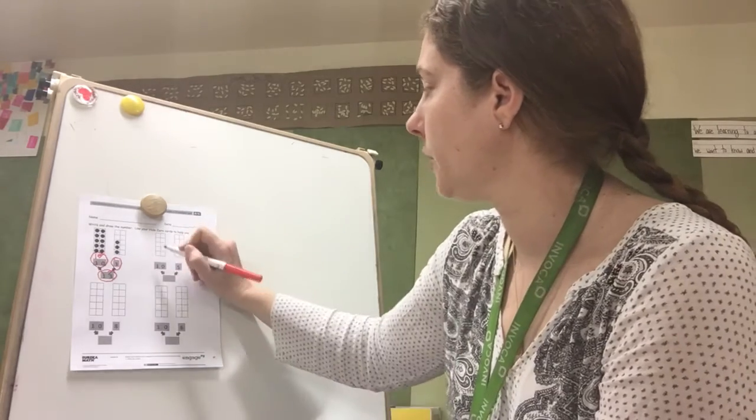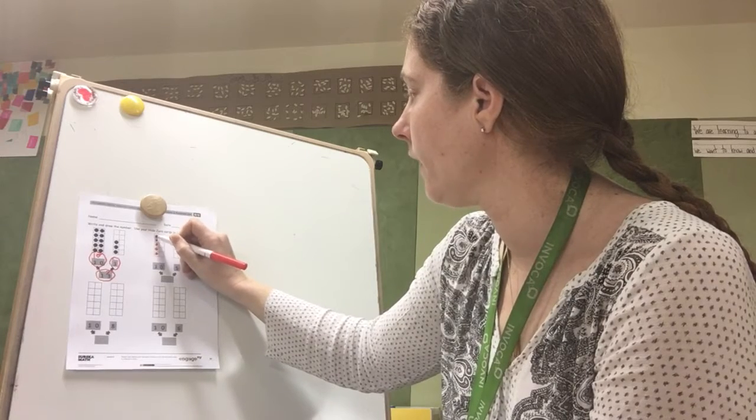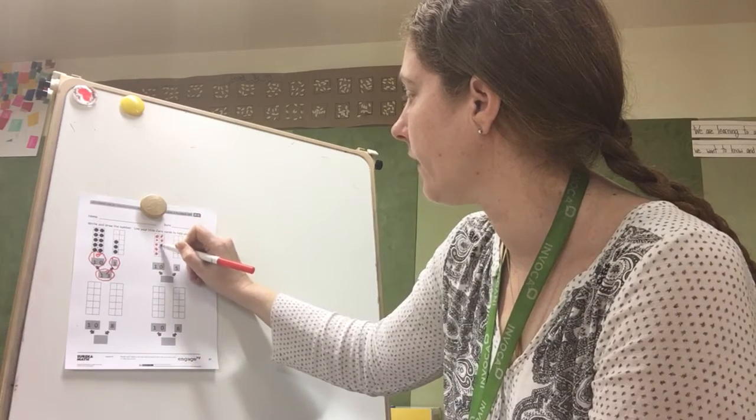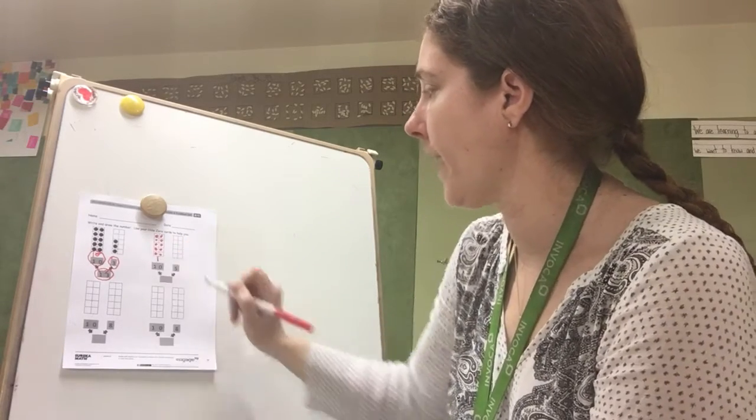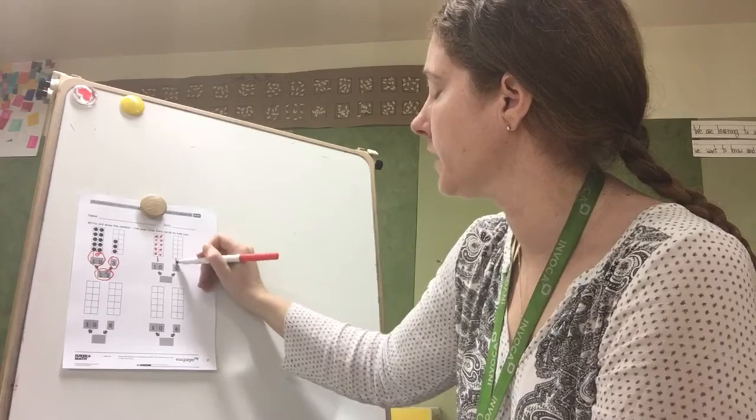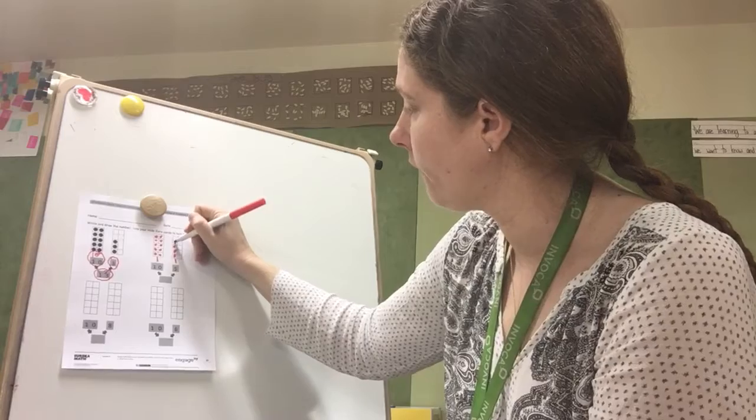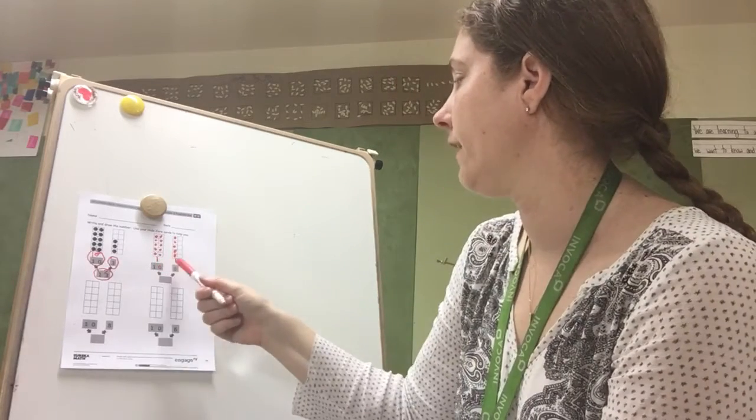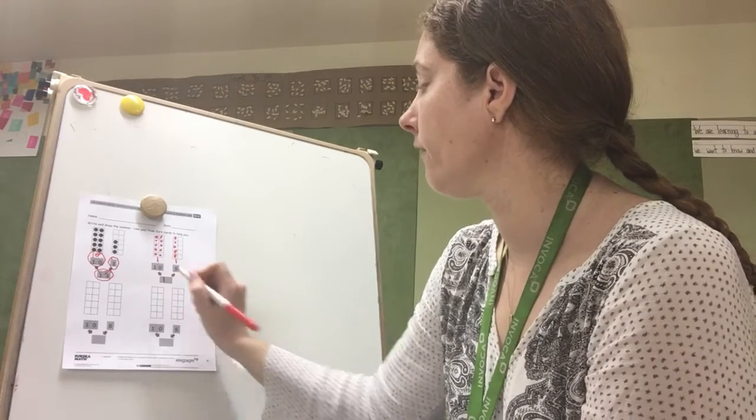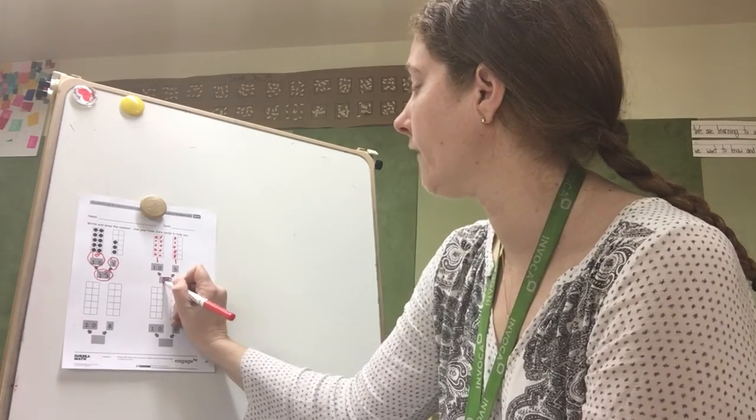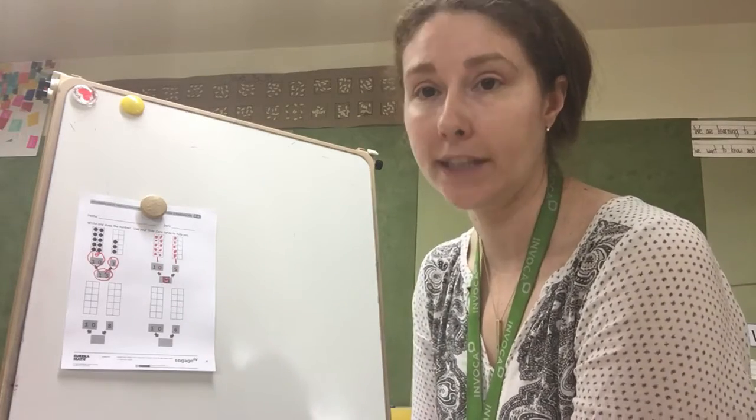We have 10, so we need to fill it in. 1, 2, 3, 4, 5, 6, 7, 8, 9, 10. Right? These ones match. 10, 10. Now these ones need a match. 5. 1, 2, 3, 4, 5. 10, 5. Now what's that number make all together? So we have 1 for the 10 and 5 for the 15. Now remember that 5 is just hiding the 0.